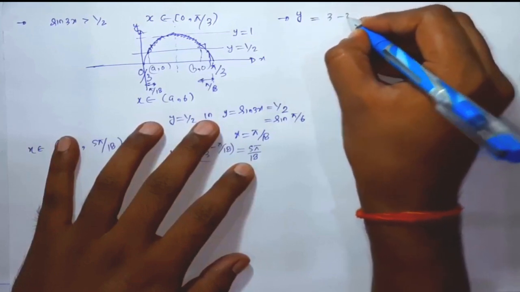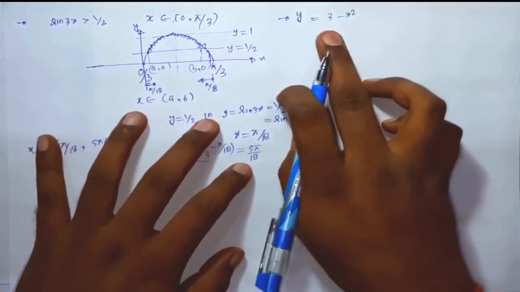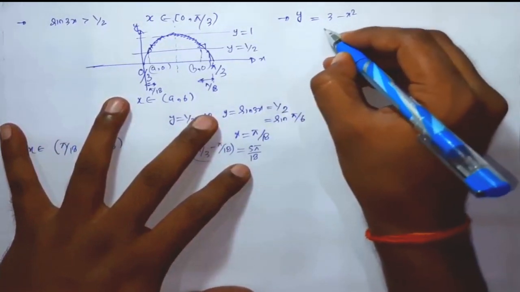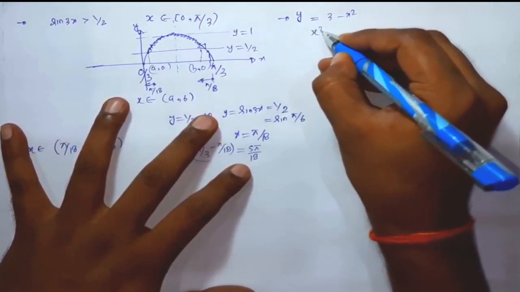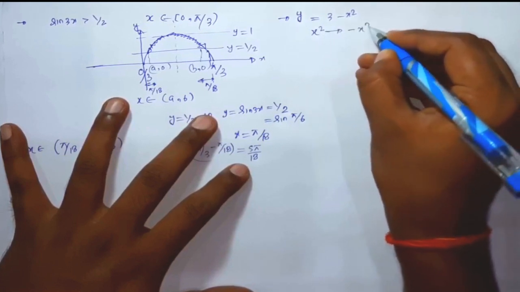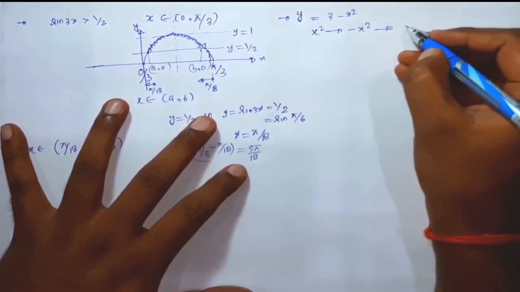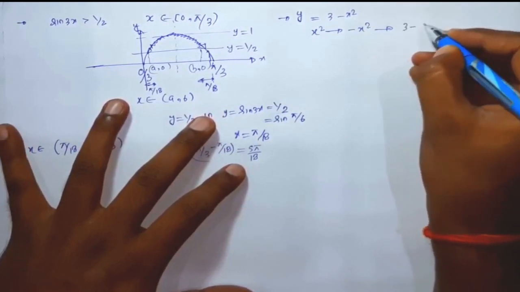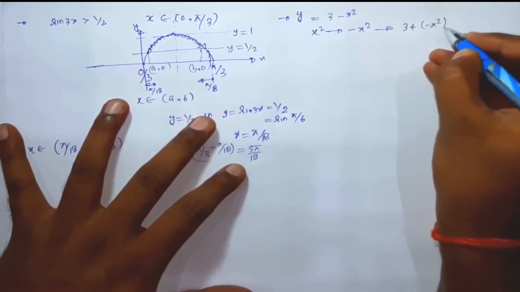So we will see one more example like y equals 3 minus x square. We need to draw the graph of this function. How will we draw the graph of this function? We will simply draw the graph step by step. Okay, first we will draw the graph of x square, that means y equals x square. Then we will draw the graph of minus x square. Then we will shift the graph in the positive y direction by a distance of 3. Okay, so this is how we can draw the graph of this function.